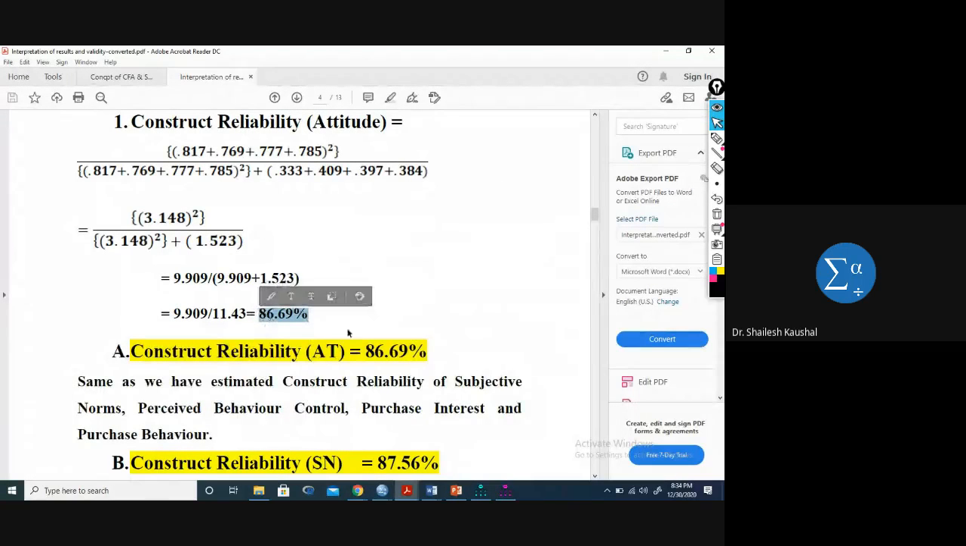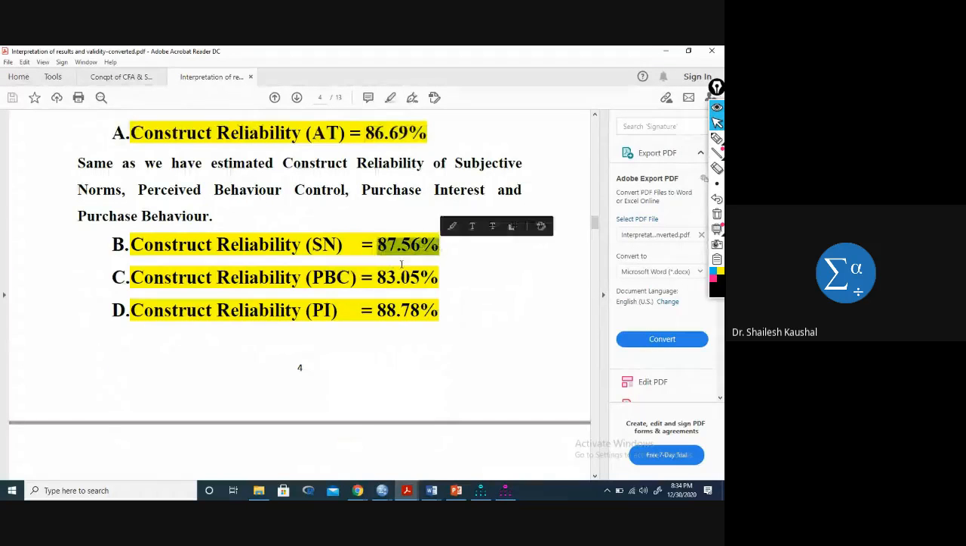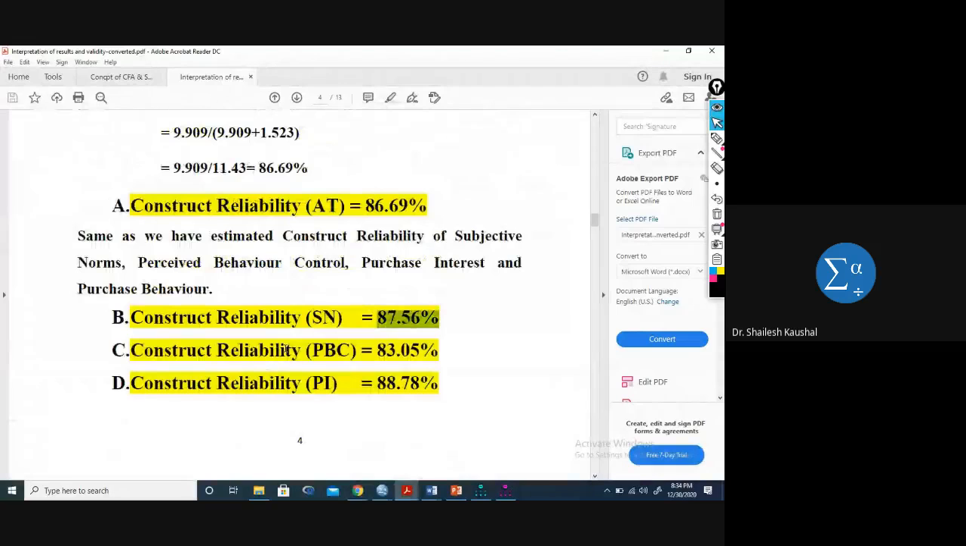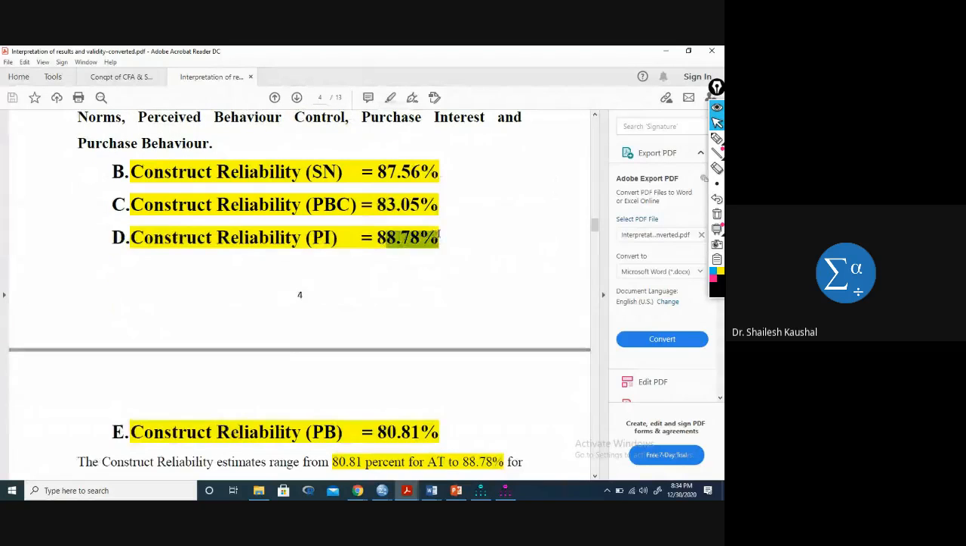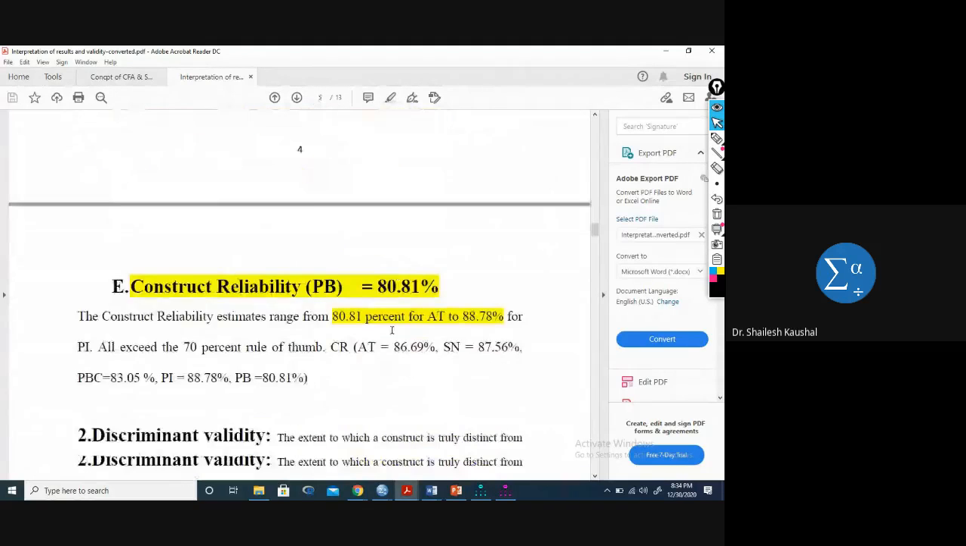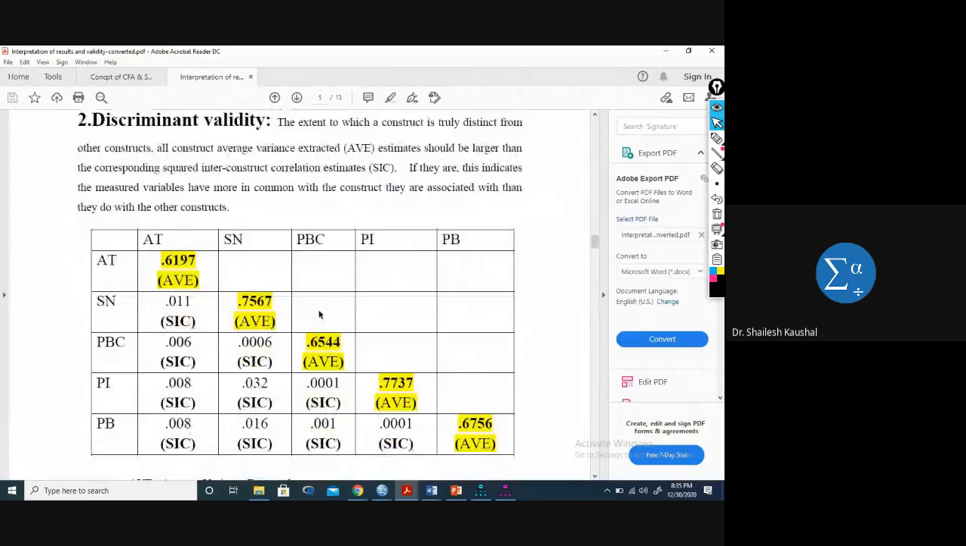It should be greater than 70%. So there is no issue of construct convergent validity, because its value is greater than 70%. For the second construct, subjective norm, we apply the same formula to find the construct reliability, and again it is greater than 70. So all the construct reliabilities are greater than 70%, and there is no issue. Now second is discriminant validity.